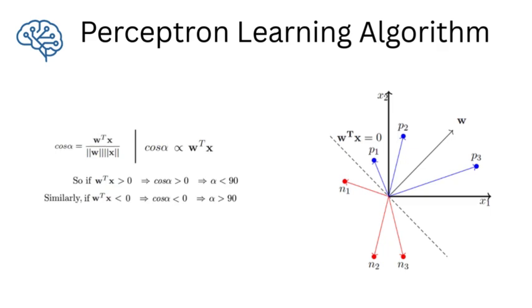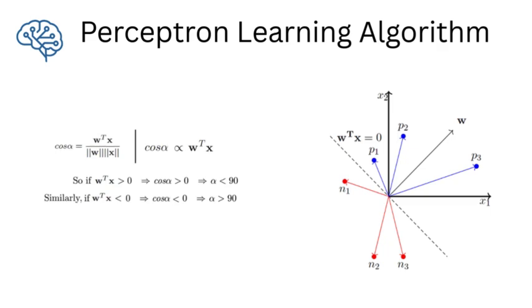perceptron makes decisions. We start with the expression cos alpha equals W transpose times X over the norm of W times the norm of X. This equation tells us that the dot product W transpose times X is directly related to the cosine of the angle between the weight vector W and the input vector X. Since the magnitudes of W and X are always positive, the sign of the dot product depends only on the cosine term. This gives us a powerful interpretation.